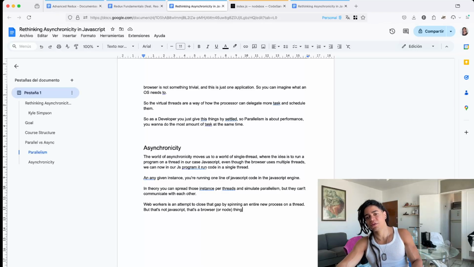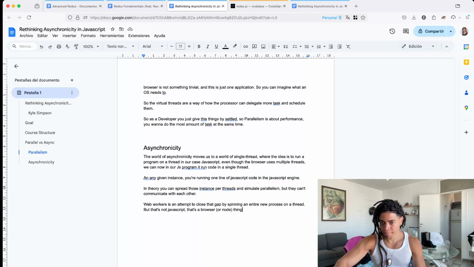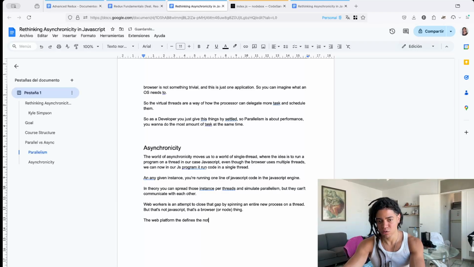Oh, interesting. That's not a JavaScript thing. That's a browser thing. The web platform defines the notion of a web worker. It spins up a whole separate thread, a whole separate instance of the JavaScript engine.